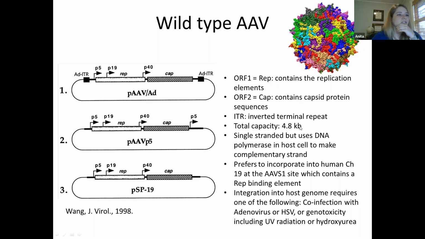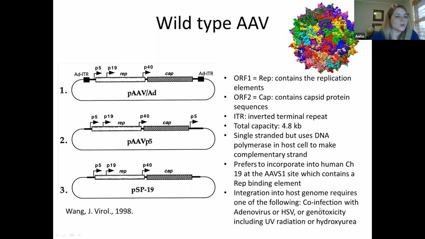So the area that you can use is 4.8 kb. The whole thing is a little bigger than that, but this is how much your payload could be. It's single-stranded, but it uses the host DNA to make the complementary strand, and this is necessary for expression. The AAV itself is called adeno-associated virus. It was thought to be a contaminating element of the preparation for adenovirus because it actually cannot do anything in the absence of adenovirus.